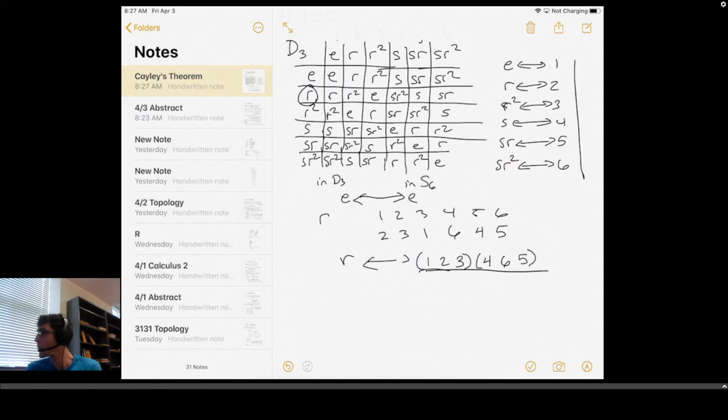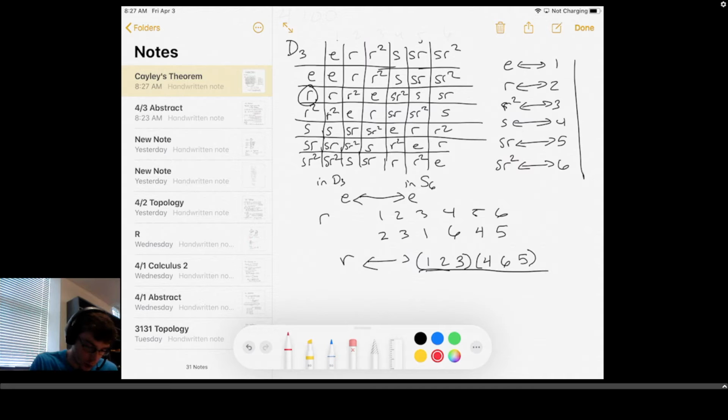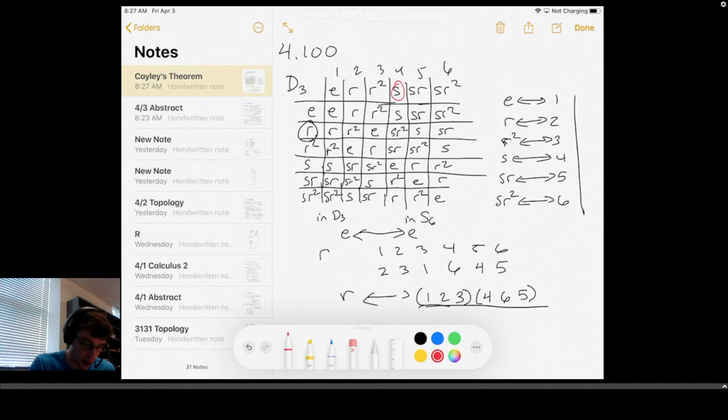So why does 4 go to 6 instead of 5 again? Yeah, so notice here that 4 is S, right? So I'm looking at this column, and S was my 4, and where does R send it? RS is SR squared, and SR squared is 6. So my 4 turns into the element 6 there.